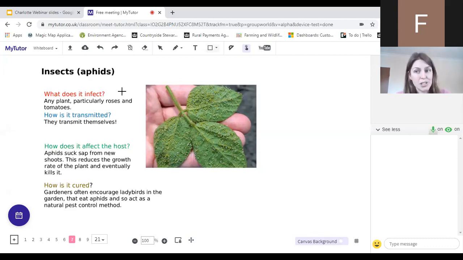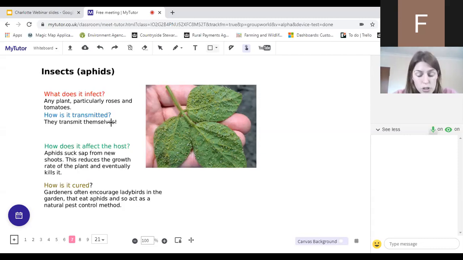How is it transmitted? They transmit themselves. They can fly, so they fly between plants, and they'll reproduce and cover a plant, all of the leaves on a plant, quite quickly. How does this affect the plant? So aphids suck sap from new shoots. So the plant's trying to grow, and the aphids suck the sap that forms the body of the plant in those new shoots. And so they reduce the plant's ability to grow, and eventually they'll kill it. So they're more of an infestation than a disease, to be honest.